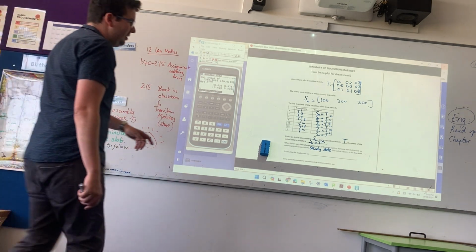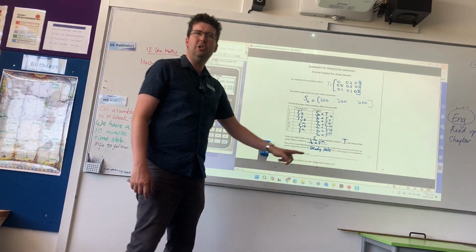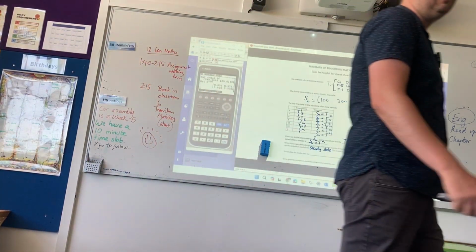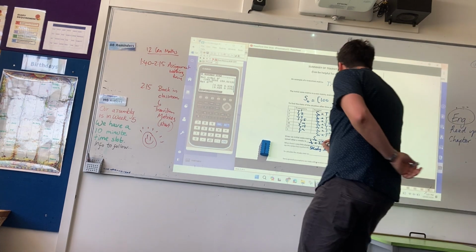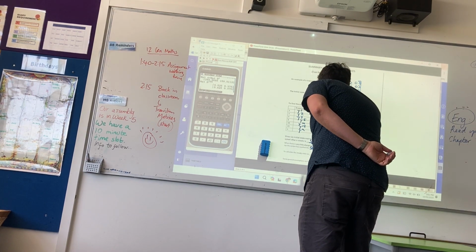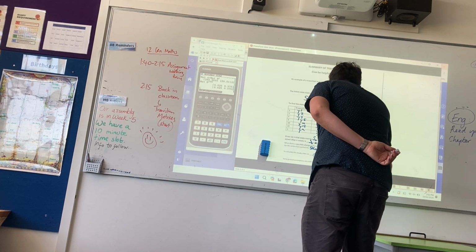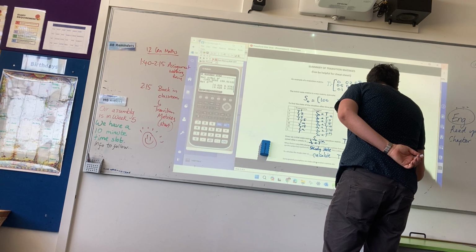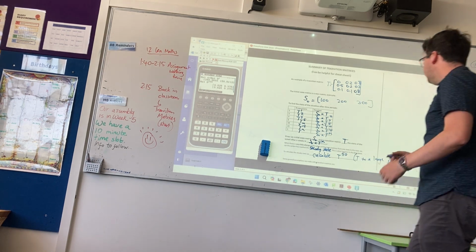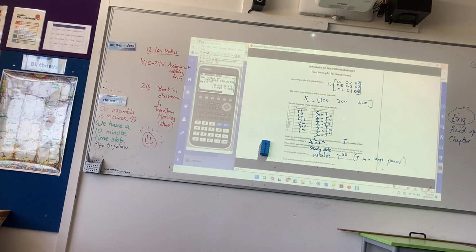To calculate the steady state, what did we do to work out the steady state? Yeah, we did the transition matrix to a large power. Calculate, let's just say, t to the power of 50. T to a large power.